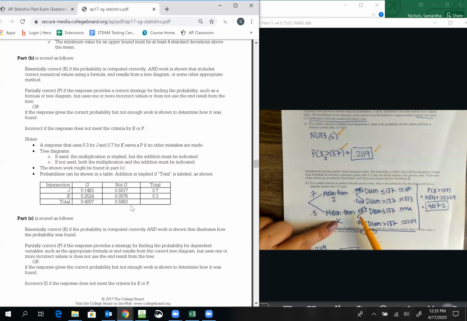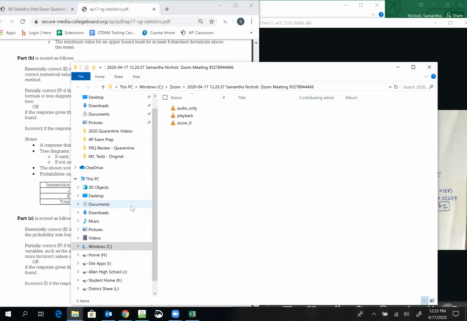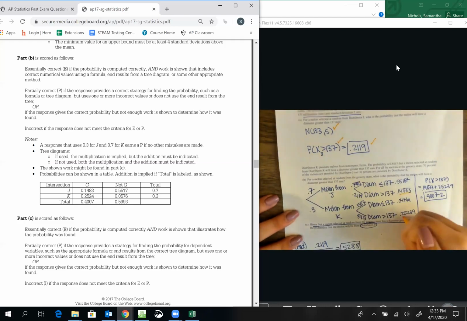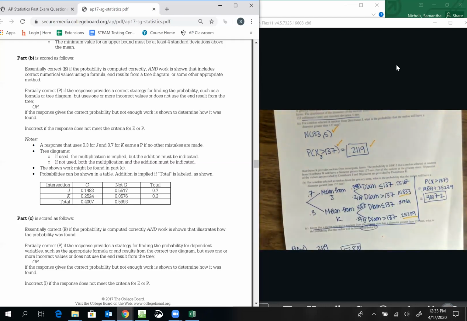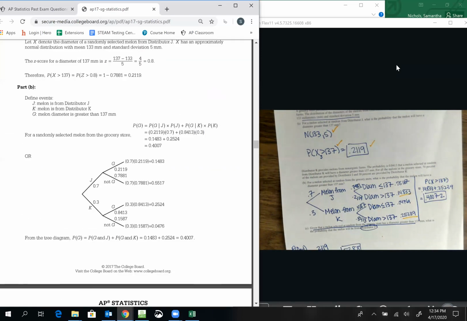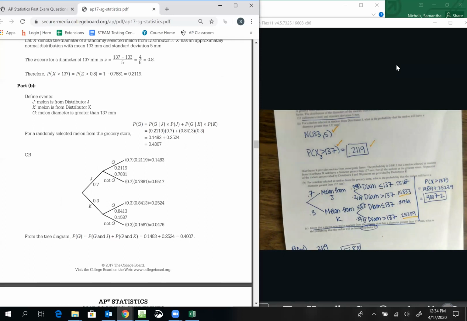Remember, to get this number, it's just 1 minus that number and 1 minus that number to get that one. And then you multiply your branches. And then I want the probability that the melon will have a diameter greater than 137, so I add the 2 that are greater than 137. So they got, let's just double check, 0.4007 or 0.40072, both are correct.